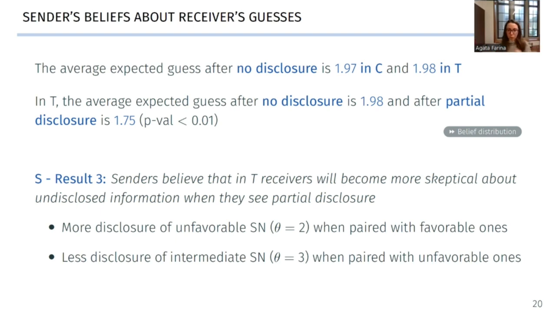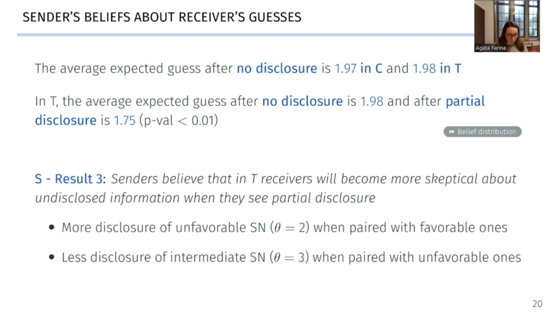So the first thing that we see when we compute this number is that this expected guess after no disclosure, so when no information whatsoever is disclosed, is not different when we compare control and treatment. It's roughly 1.98 in both cases. So the beliefs of the sender are not significantly different in the two treatments when we only look at cases in which no information is revealed. Instead, when we compare the expected guess after no disclosure in the treatment and the expected guess after partial disclosure, again in the treatment, we find that the expected guess after partial disclosure is significantly smaller. And this difference is significant at the 1% level. We have a drop from 1.98 to 1.75.